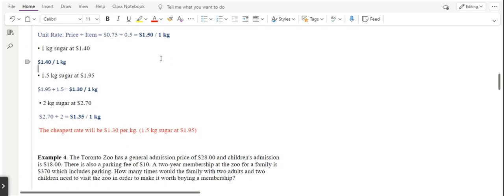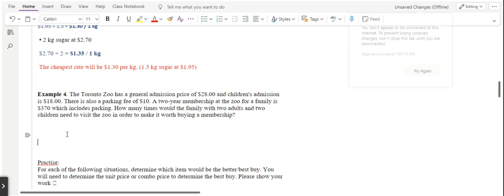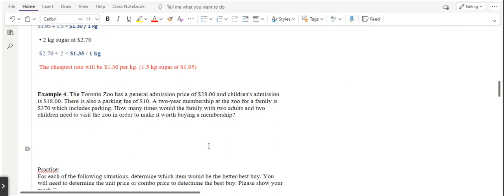Lastly, but not leastly, here we have the Toronto Zoo. It has a general admission price of $28 and children's admission for $18. There's also a parking fee of $10. A 2-year membership at the zoo for a family is $370, which includes parking. How many times would a family with 2 adults and 2 children need to visit the zoo in order to make it worth buying a membership?